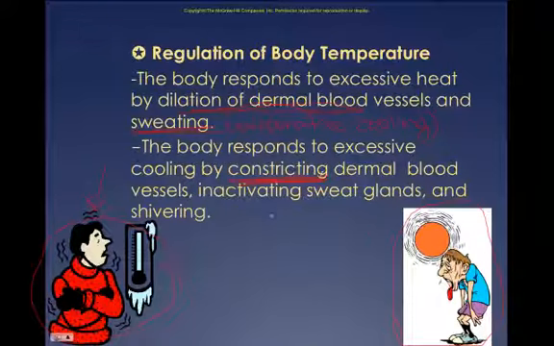And then, of course, our sweat glands will be inactivated. We don't need to do any evaporative cooling. And then we'll start to shiver. The reason that we start to shiver is that as we start to shiver, our muscles are contracting, and they'll actually produce heat when they contract. So that will help to bring our body temperature back up closer to homeostasis.